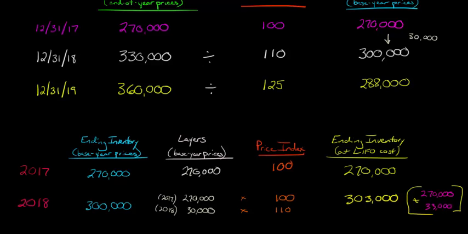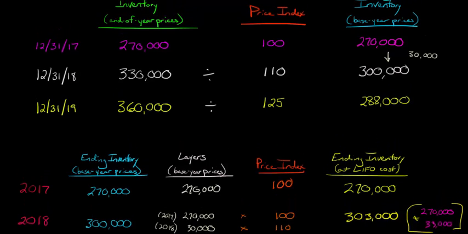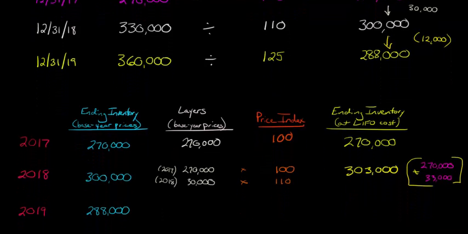So okay, now 2019. Let's look up here and see, are we going to have another layer added? Here we added a layer because our ending inventory at base year prices went up. So we added a layer. But here we see that we go down. We go down 12,000. I'm going to put it in parentheses so you know it's a negative, right? So we went down $12,000. So we're not going to be adding a layer now. Now we're going to be eating into a layer. So let's look at 2019.